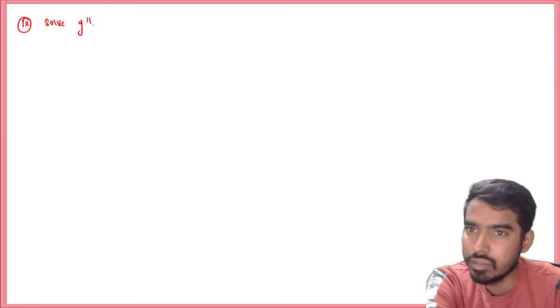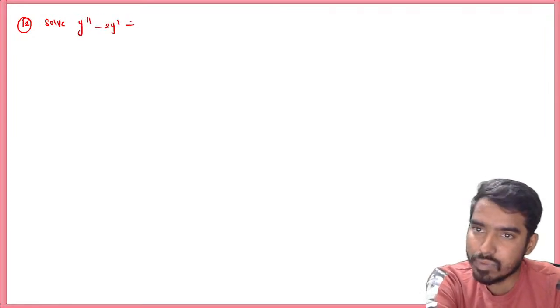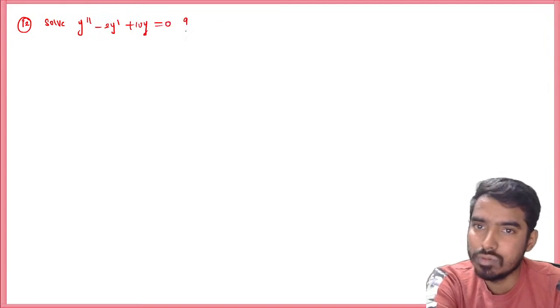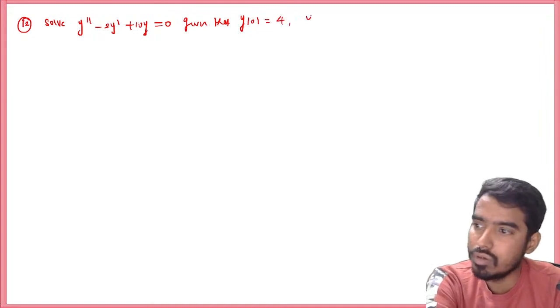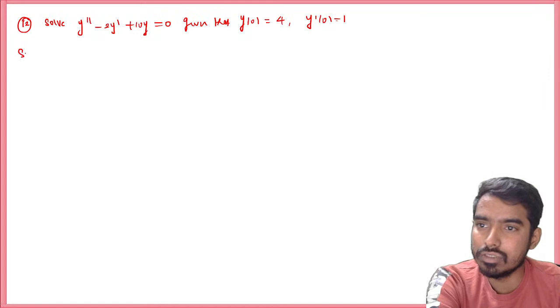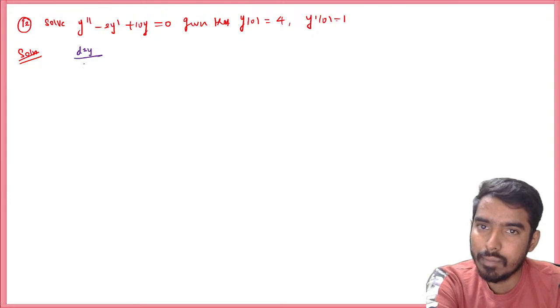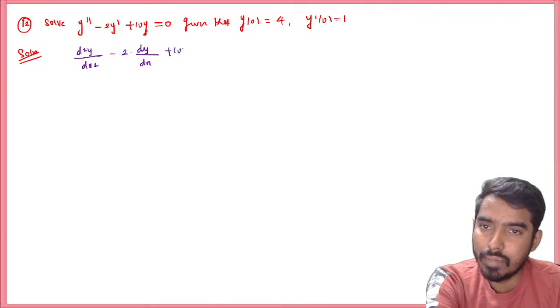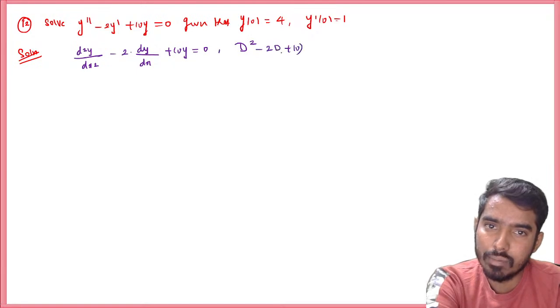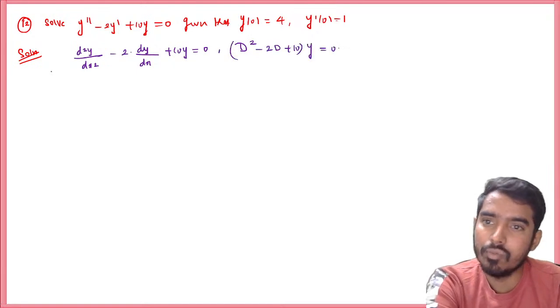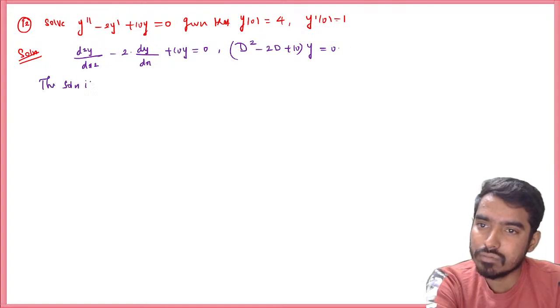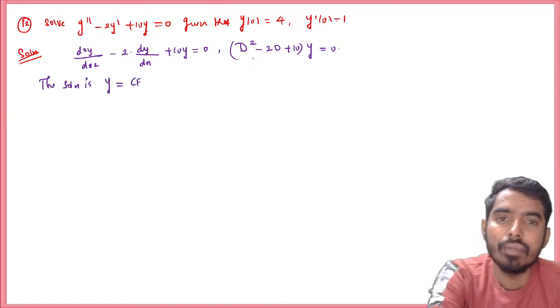y double dash minus 2y dash plus 10y is equal to 0. It is given that y of 0 is 4 and y dash of 0 is 1, right? Solution. This is same as d square y by dx square minus 2 dy by dx plus 10y is equal to 0. This is same as (D square minus 2D plus 10) of y is equal to 0. The solution is given by y is equal to CF alone because it is type 0.